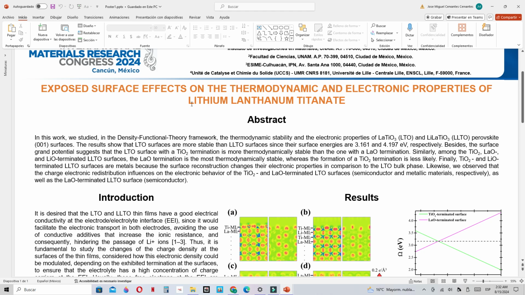Likewise, we observe that the charge electronic redistribution influences the electronic behavior of the titanium dioxide and lanthanum oxide terminate LTO surfaces, semiconductor and metallic materials respectively, as well as the lanthanum oxide terminate LTO surface semiconductor.